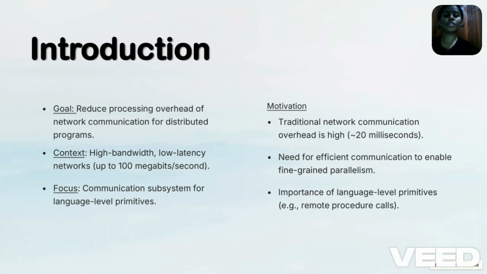Introduction. The goal is to reduce the processing overhead of network communication for distributed programs. The context is a high bandwidth, low latency network. It focuses mainly on the communication subsystems for language level primitives. The motivation is that in traditional networks the communication overhead is high, approximately 20 milliseconds. Efficient communication is also needed to enable fine-grained parallelism, and it is important for language level primitives like remote procedure calls.